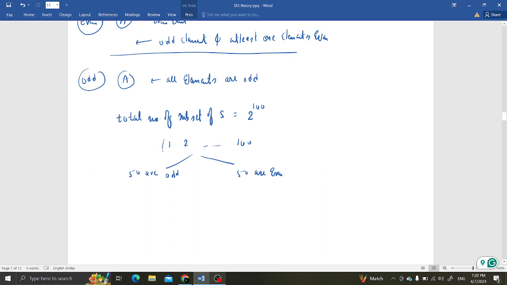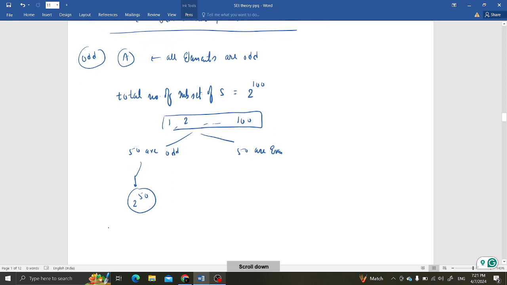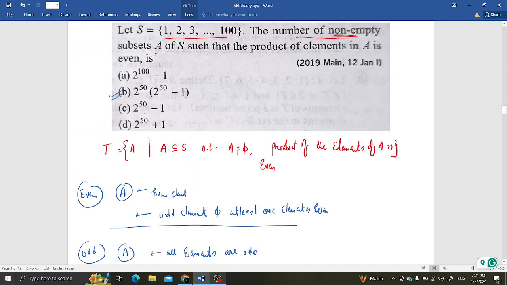Okay, I am saying out of these 100 elements. So I will collect all these odd ones, and the total number of subsets will be 2 raised to the power 50. From all those 50 subsets, by these 50 elements, the product will be odd. So the resultant number of elements in T will be 2 raised to the power 100 minus 2 raised to the power 50. So I take 2 raised to the power 50 common, 2 raised to the power 50 minus 1, and the answer is B. Okay.